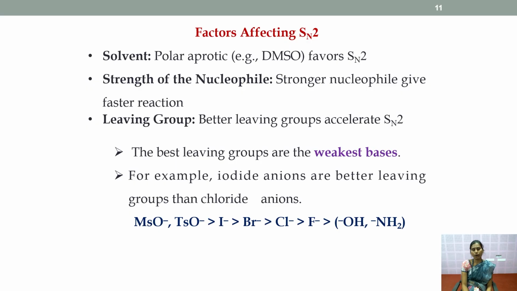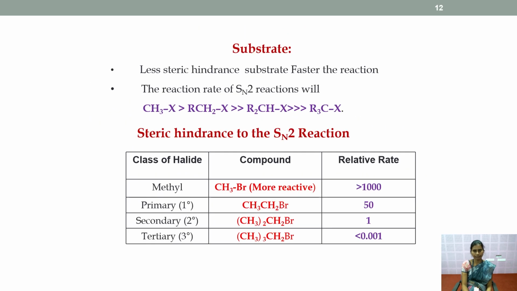The decreasing order of leaving groups is given here. The mesyl and tosyl groups are the best leaving groups compared to iodine, followed by bromine, chlorine and fluorine. OH and NH2 are good nucleophiles but not good leaving groups. Substrate: the less sterically hindered the substrate, the faster the reaction.